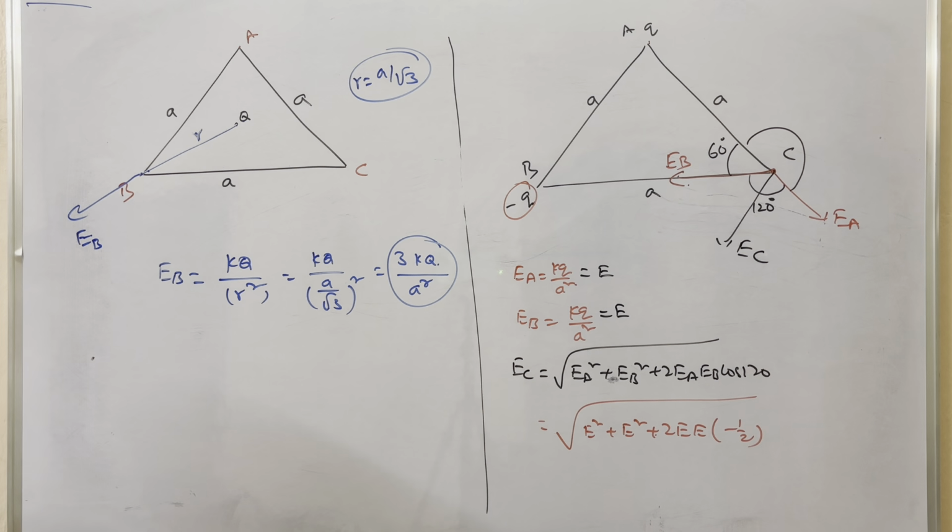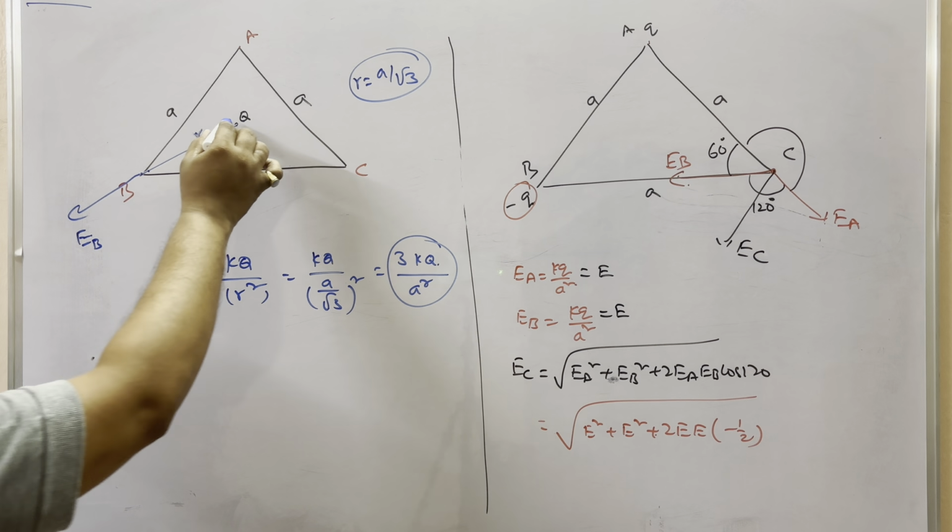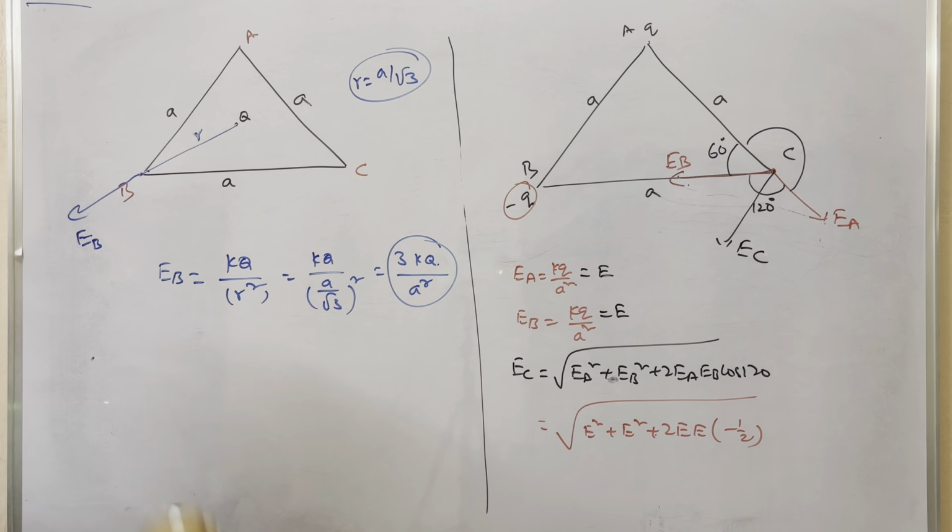So like this also they will ask. They will place here minus Q. At that time the direction will be towards, but the magnitude remains the same. Isn't it? So like this you people should solve the problem.